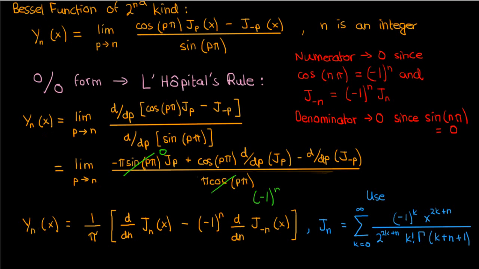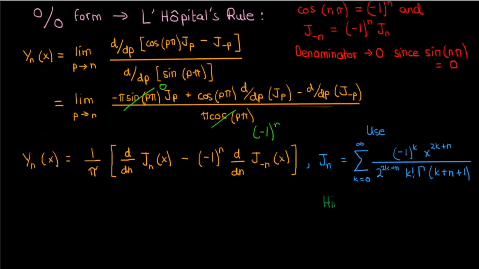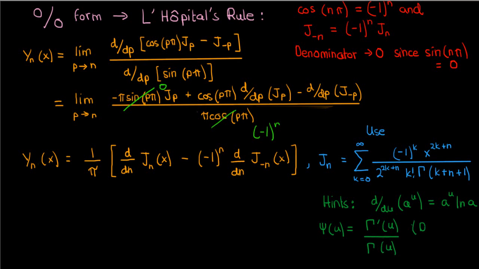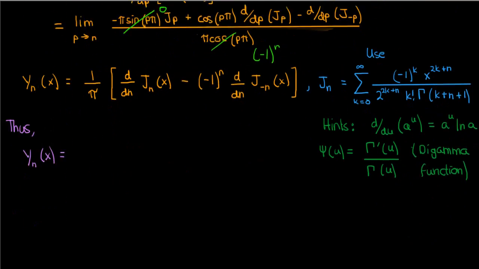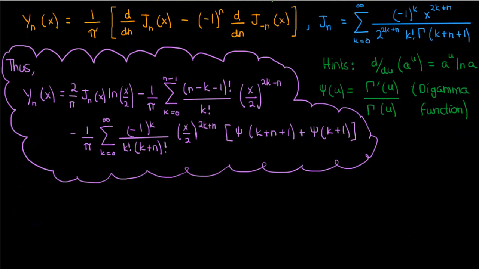I'm not going to do this long, painstaking procedure, but I will provide some hints that might be useful to you. The first hint is that the derivative of a to the u with respect to u is just a to the power u times ln a, while the second hint is just the definition of the digamma function, which is just the ratio of the derivative of the gamma function to the gamma function itself. If you use these two hints and apply the product rule to the derivative of J_n, then after extensive simplification you'll finally end up with this expression for the Bessel function of the second kind of integer order n.